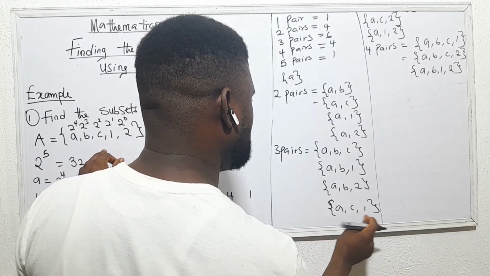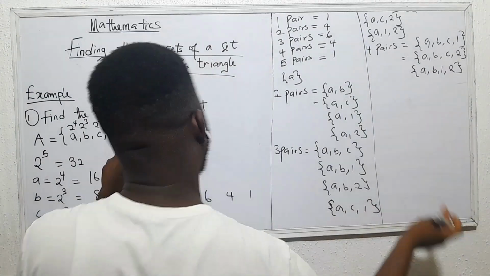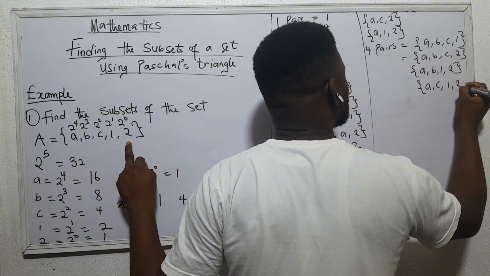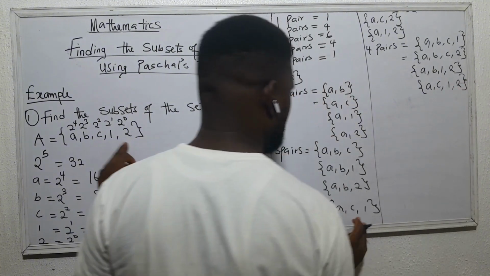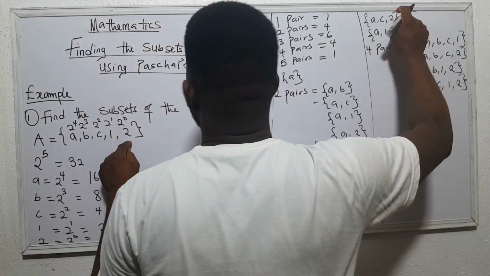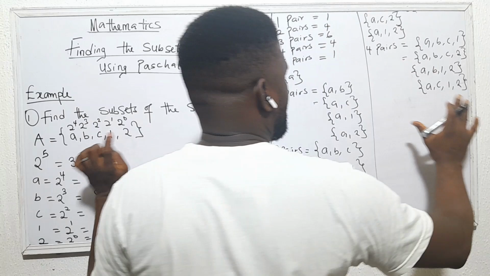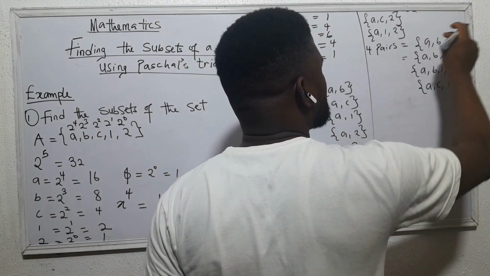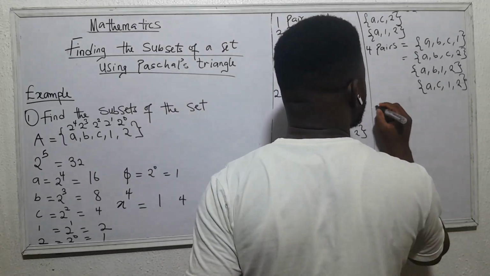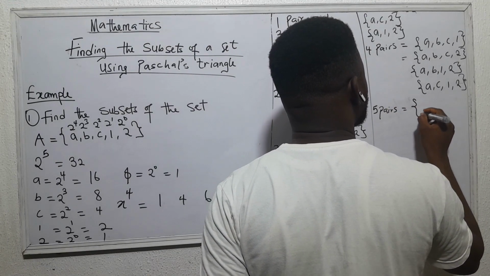The next one is AC1. We can't go back, so just have AC1, 2. So that's all. The next thing, we have AC2. AC2, we can't go back. A1, 2, we can't go back. So that's all. If you count the 4 pairs, you have 1, 2, 3, 4, which is 4 subsets. Then of course, 5 pairs, which is the last one, is equal to what?